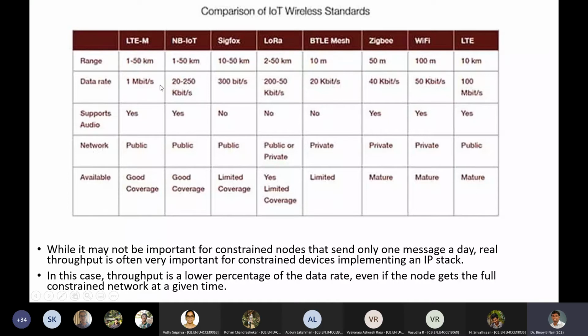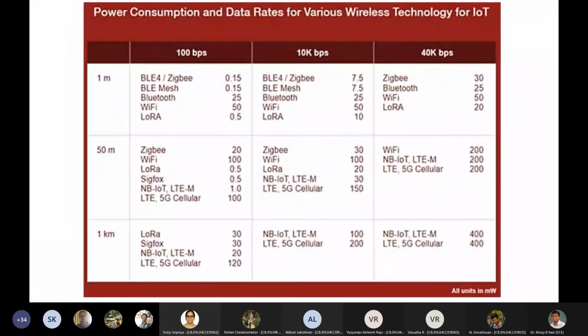What I wanted to show you in this figure is the amount of data that you can transmit for different types of networks and the ranges that you are getting. This is also how the power consumption happens for different systems. The units you are seeing here are in milliwatts: 0.15 milliwatts, 25 milliwatts, 50 milliwatts, 0.5 milliwatts. Some of these are hugely power consuming and certain others are very low power consuming networks.